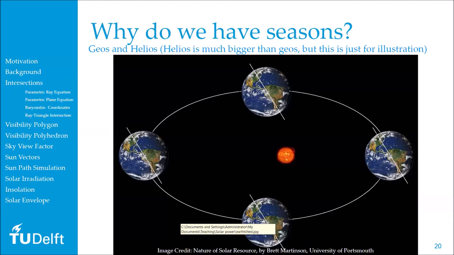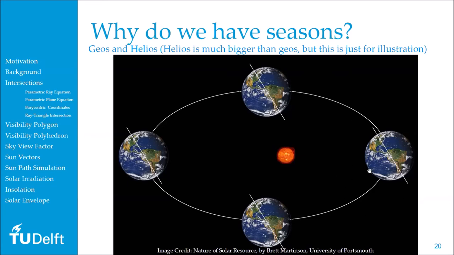Okay, so let's get to maybe the more important thing: how does the Earth revolve around the sun, how does that affect our solar energy potential, and what does this have to do with our building design? A quick reminder of some facts. Do you remember from primary school, middle school or high school why we have seasons on Earth?